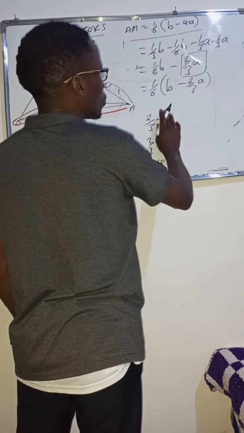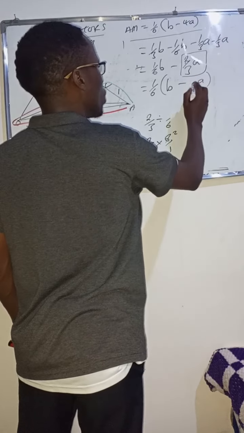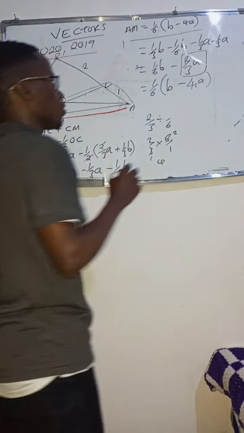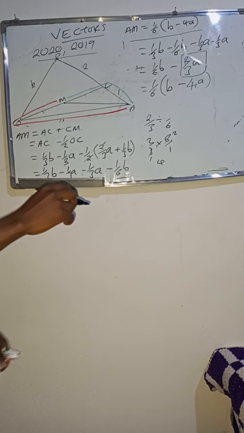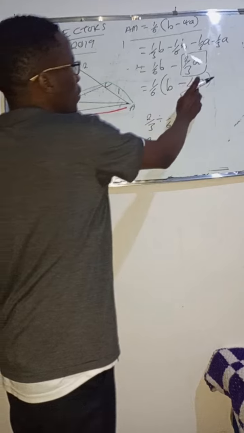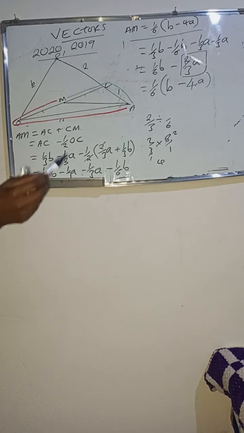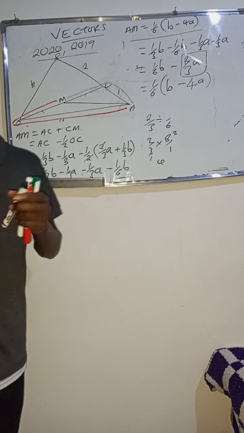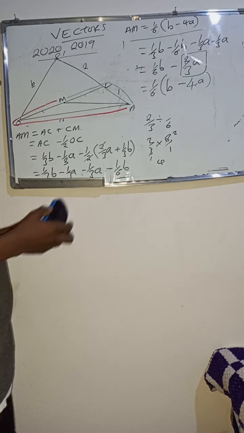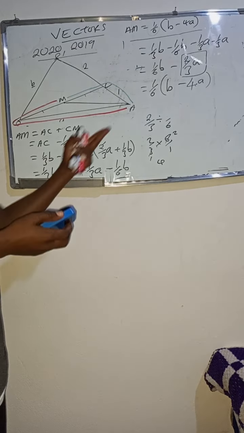So hence, we're going to have what? We're going to have 1 over 6 multiplied by b minus 4a. So it has given us the same answer. If we go in this direction and we go in that direction, we're getting the same answer. So you can see, even as we are working out, that we made that mistake.